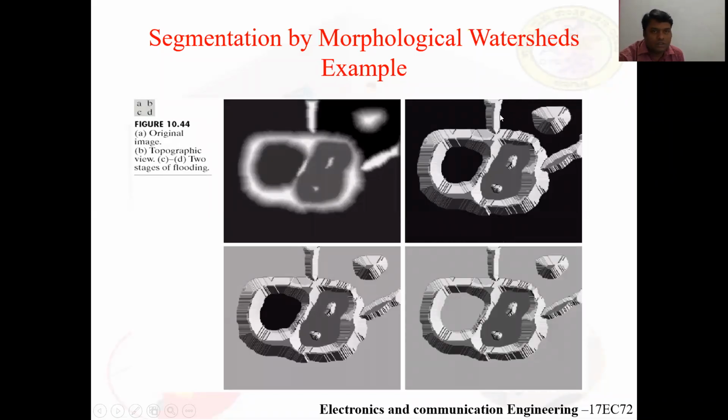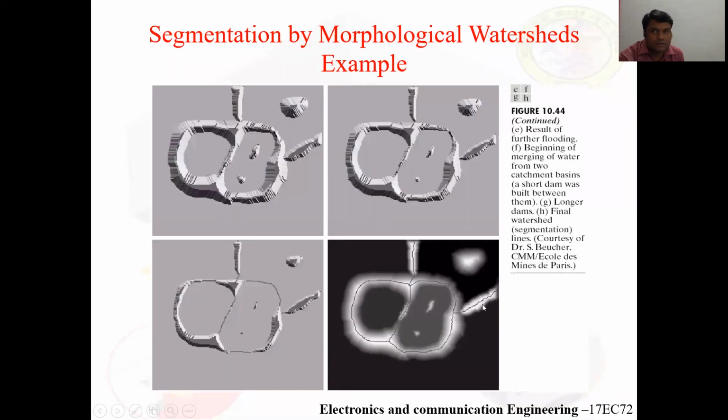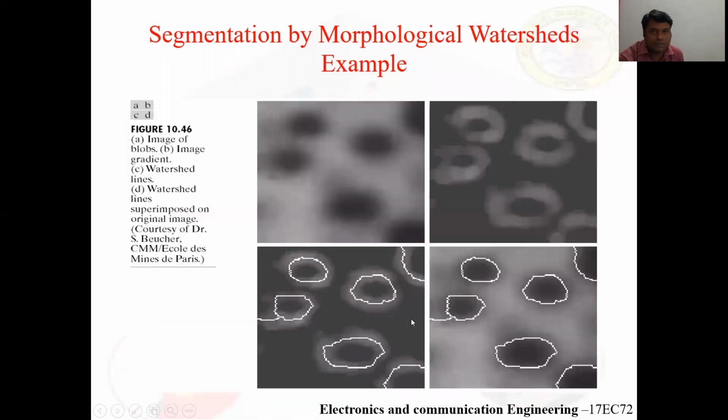Watershed segmentation algorithm. This is the original image and its topographical view; C and D are 2 stages of flooding. This is the result of further flooding, the beginning of merging of water from two catchment basins. A shared dam was built between them, then longer dams, and finally the watershed lines. Segmentation by morphological watersheds example: image of blobs, image gradient, and watershed lines superimposed on the original image.